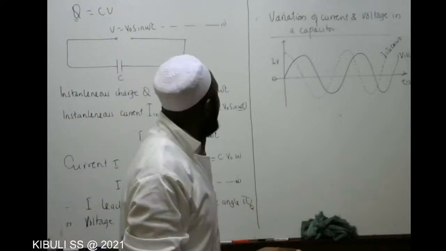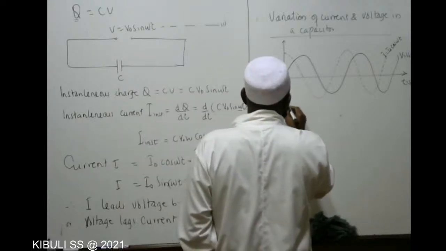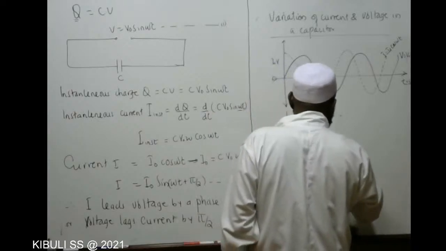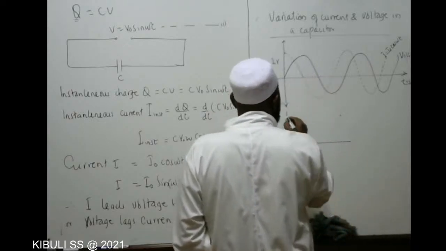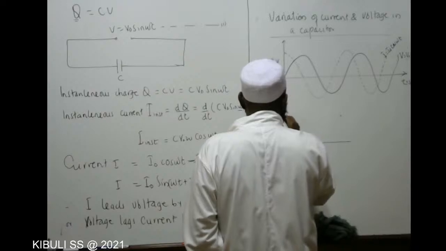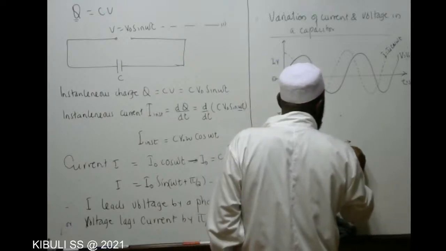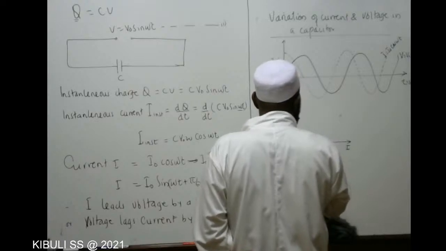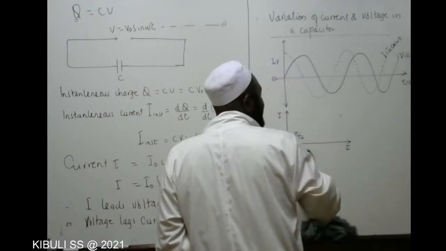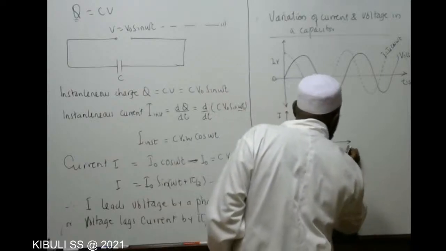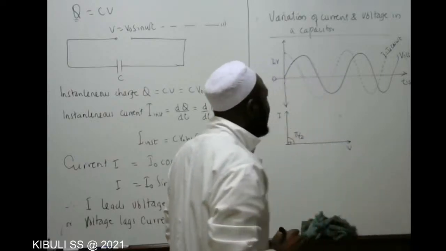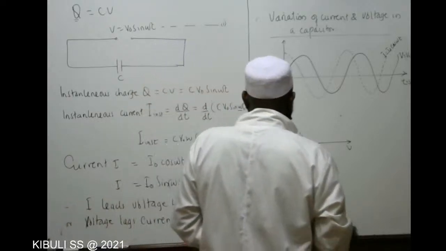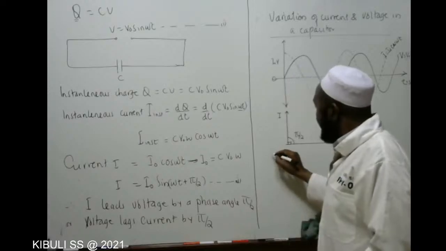But sometimes we may be told to draw it in terms of phase relationship. The phase relationship is that current is going to be leading voltage by pi over 2. So here the angle is pi over 2. If you are to draw it graphically in terms of voltage and current, it is going to be expressed like that.